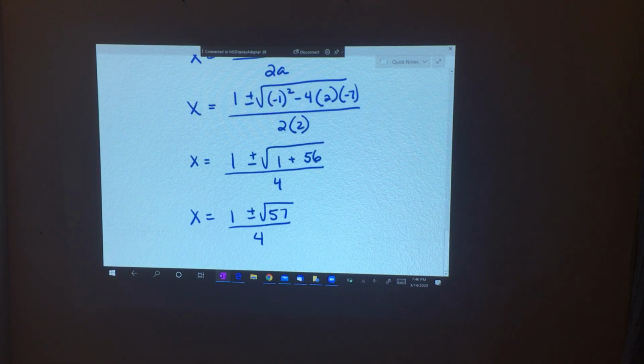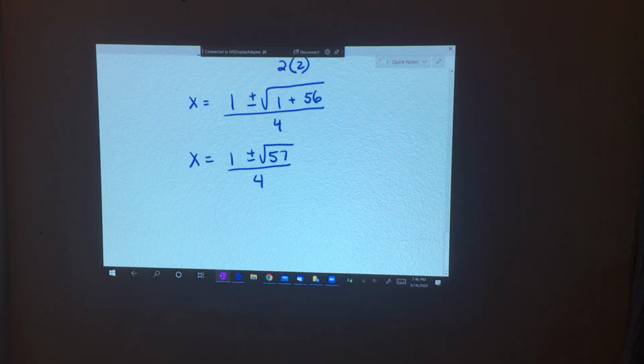Now, that looks pretty hard. Magic X wouldn't work for this. Bottoms up wouldn't work for this. This is why we have the quadratic formula. Now, in the back of the book, they might have this answer or they might have a decimal. So I'm going to show you how to get the decimal. I'm going to split it up, and I'm going to have x equals 1 plus the square root of 57 over 4, and 1 minus the square root of 57 over 4, okay?